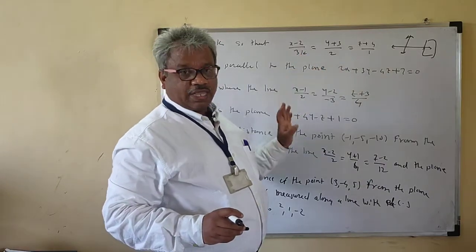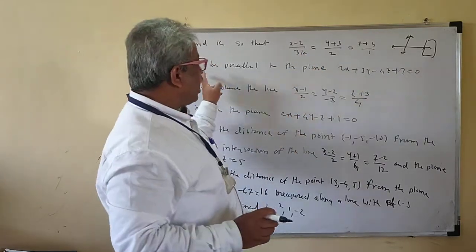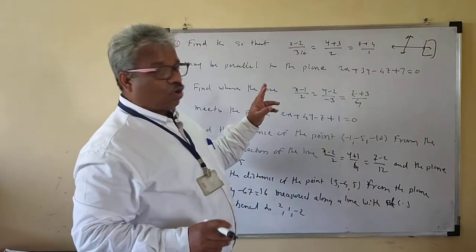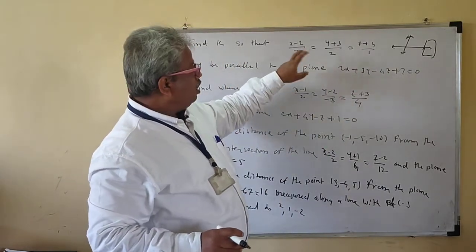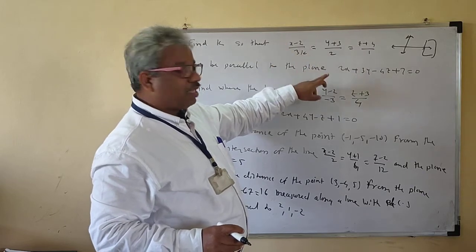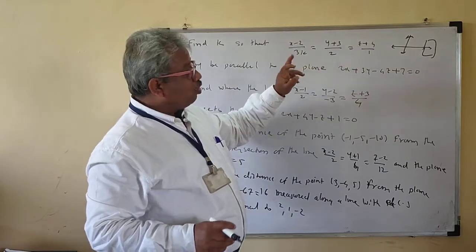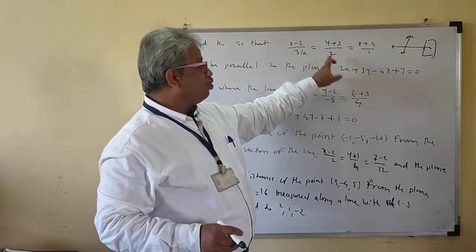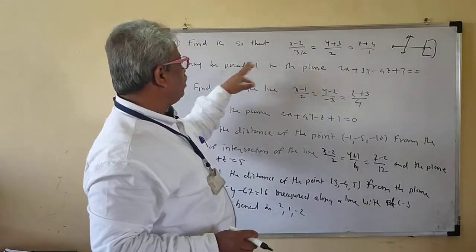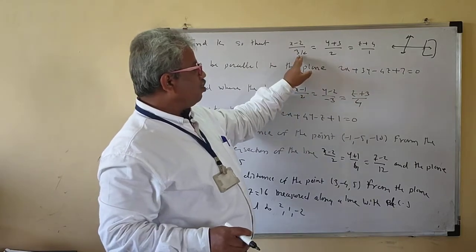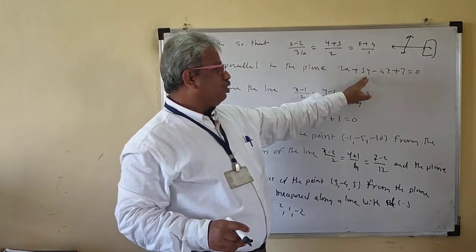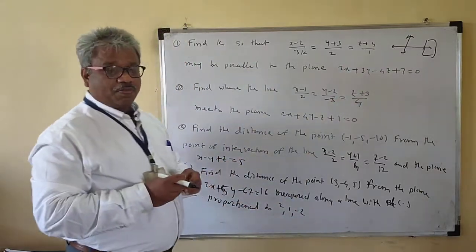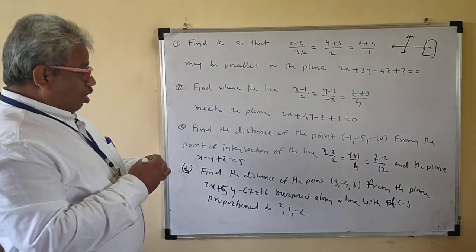The DRs of the given line are 3k, 1, 1. The DRs of the normal to the plane are 2, 3, minus 4. Since the line is parallel to the plane, the line is perpendicular to the normal to the plane. Therefore 3k into 2 plus 2 into 3 plus 1 into minus 4 is equal to 0. You can find the value of k. No problem for this one.